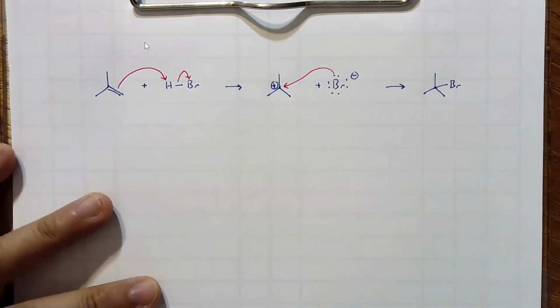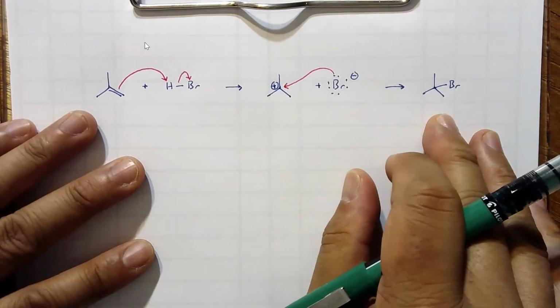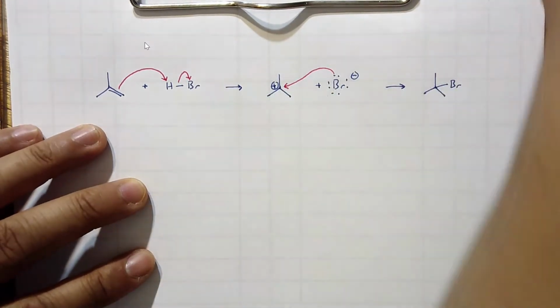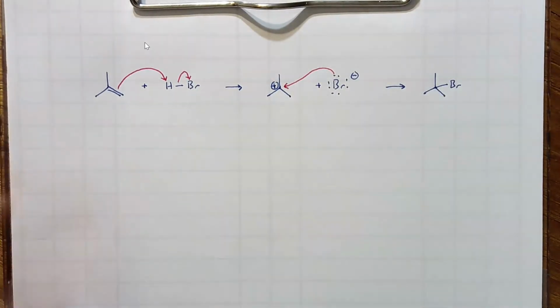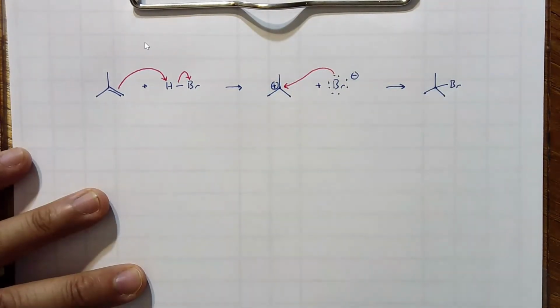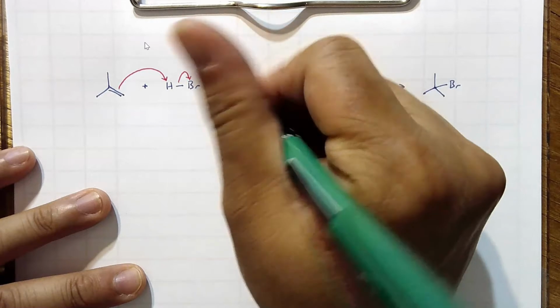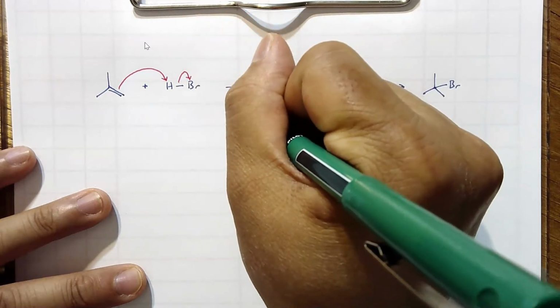So what are some key features? That is the answer if I ask you to draw the mechanism for this particular reaction. But what are the particulars? The particulars are this. First of all, you form the more stable carbocation.